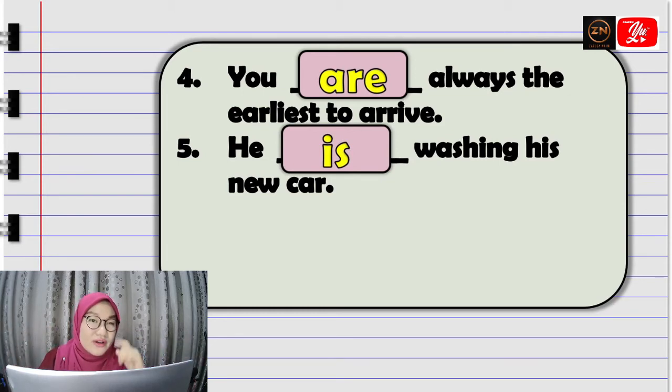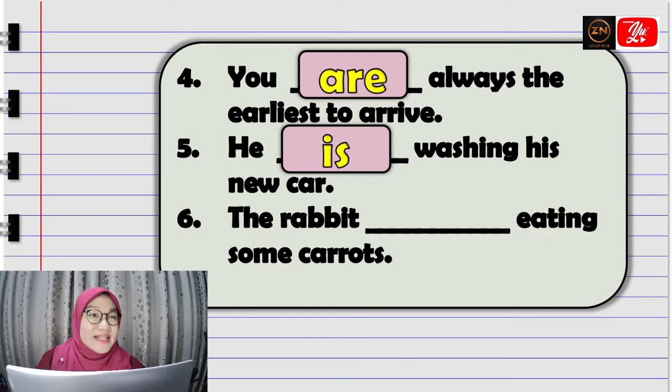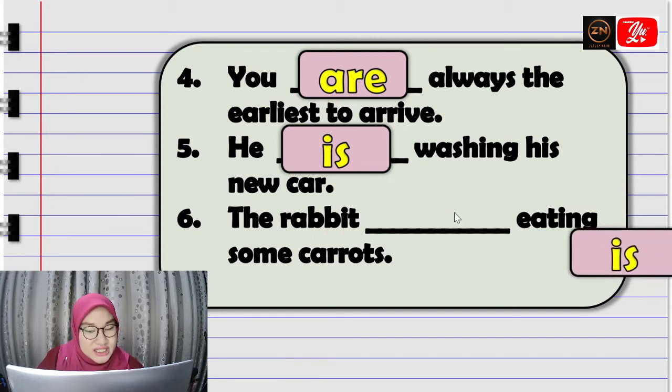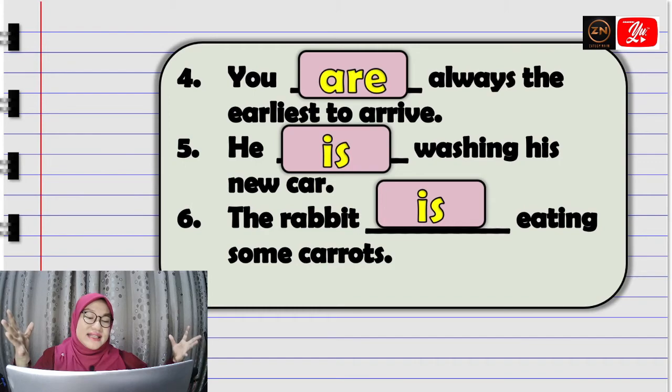Excellent job, everybody, if you got the answer right. Number 6. The rabbit blank eating some carrots. Now, to choose which verb to be to use, you need to look at the subject of this sentence. The subject here is the phrase "the rabbit". This rabbit over here is only one. There's only one rabbit. So you need to use the singular verb to be, which is "is". Yay, bravo, good job.